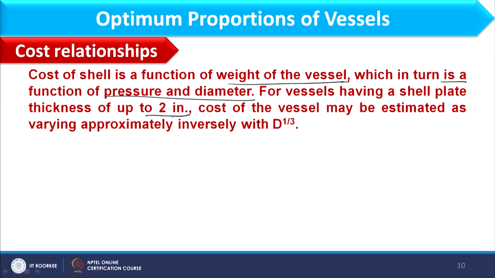So, for vessels having a shell plate thickness up to 2 inches, here I have the guideline that up to 2 inches the cost of the vessel may be estimated as varying inversely with D to the 1 by 3. So, this is the cost function where Cs is equal to C dash by D to the 1 by 3. Cs we have considered as the cost of shell. So, the cost of shell varies with respect to diameter, however thickness we have considered up to 2 inches.